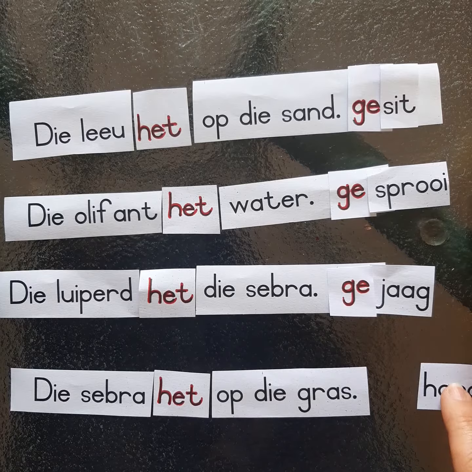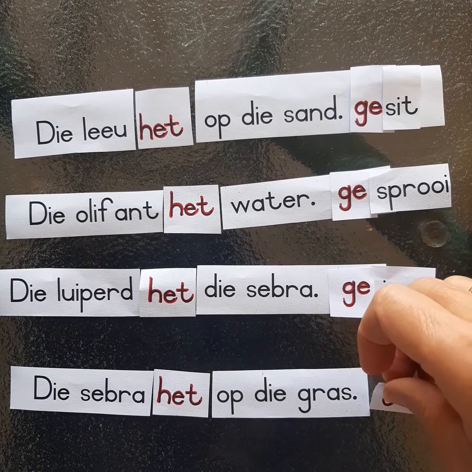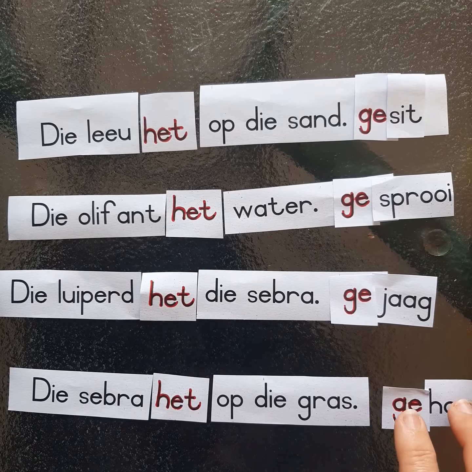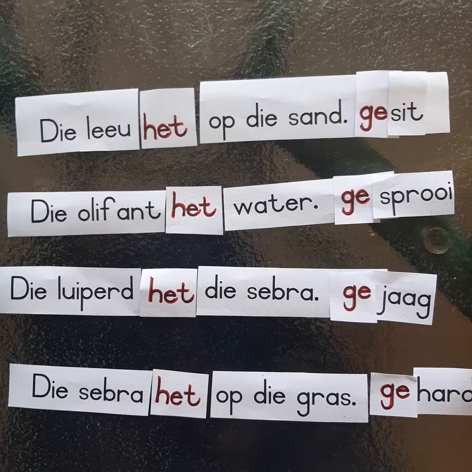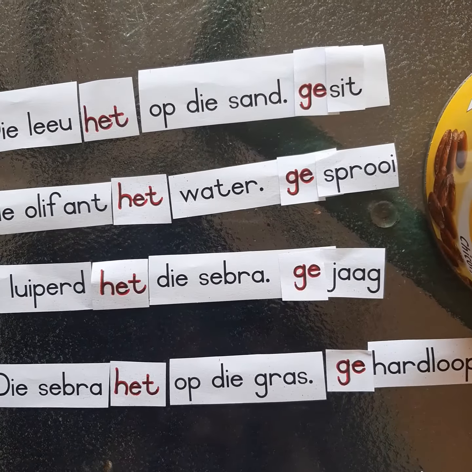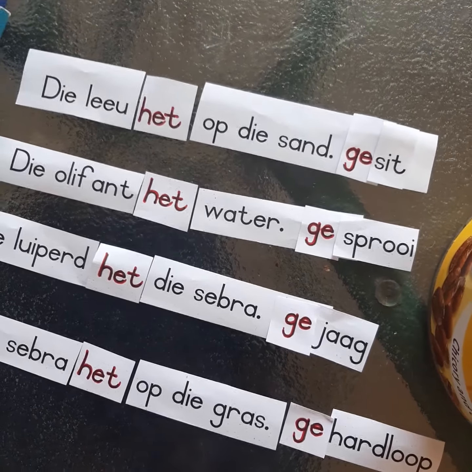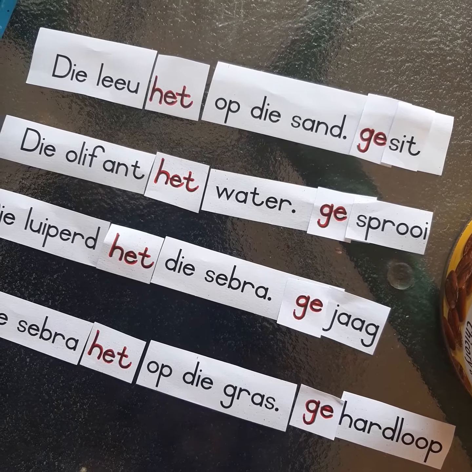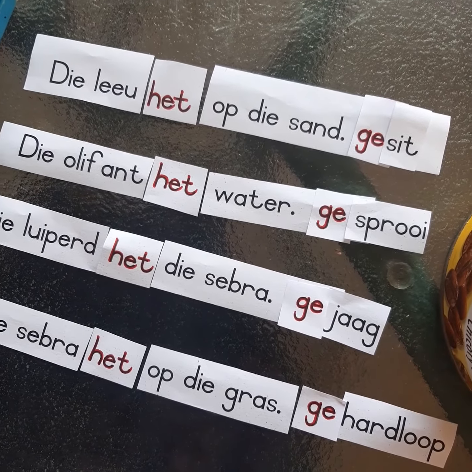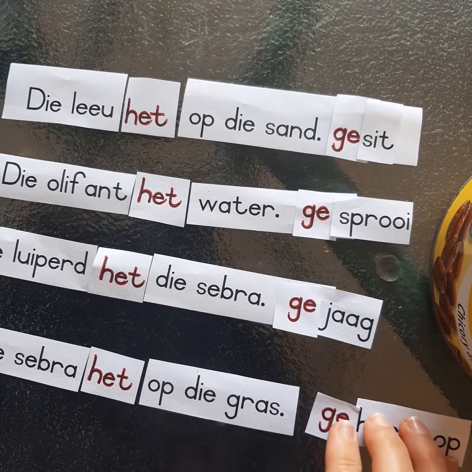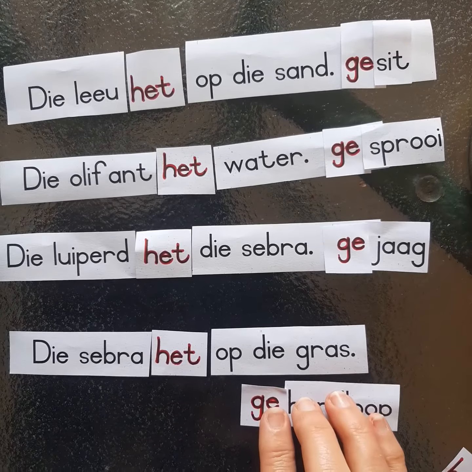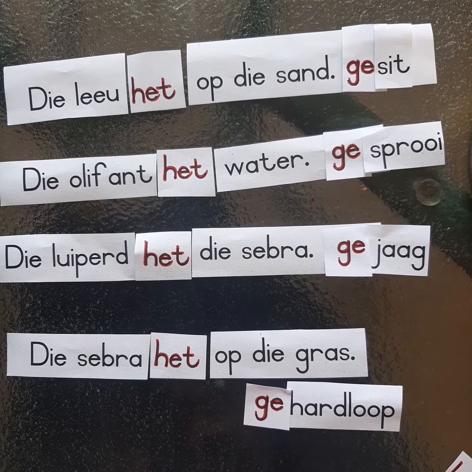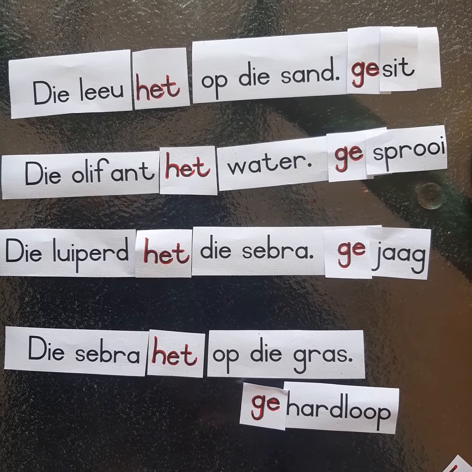And just the same as all the others, we're going to put a g in front of the word hardloop. Die zebra het op die gras gehardloop. Die zebra het op die gras gehardloop. That sentence is long, so let's move it over here and put it down there. Gehardloop.